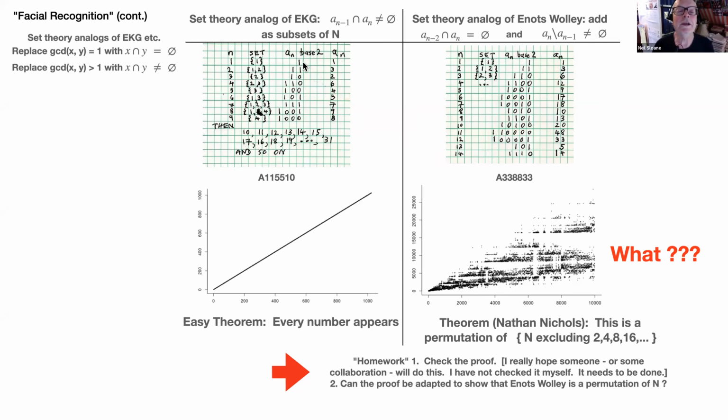So look at it. We begin with 1 because there's no rule, there's nothing wrong with beginning with 1. We don't have to backtrack. So we begin with 1. The next number, the binary expansion, has to overlap with it. So it can't be 2, but it can be 3. So it must be 3. So it goes 1, 3, and then we can have 2, and then 6, 4, 5, and so on. And this is the set theory version of the EKG sequence.